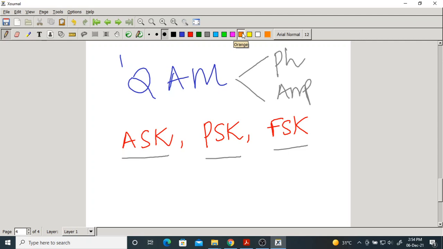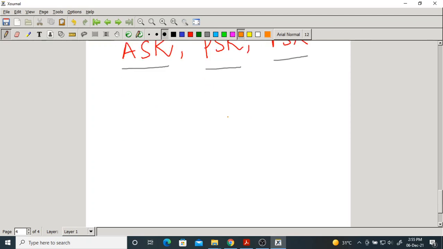It is a hybrid technique in which the phase and amplitude of the carrier will be changing. Both parameters will change. So it is just like the combination of these two. What are they? ASK and PSK. So the ASK PSK combination is QAM, quadrature amplitude modulation. Now we'll discuss QAM. What is a QAM?